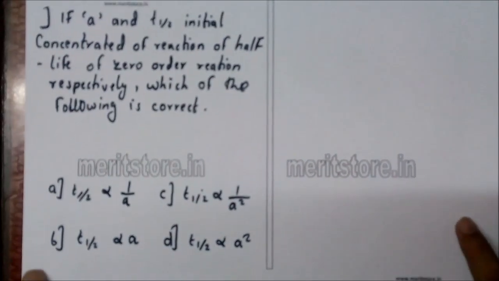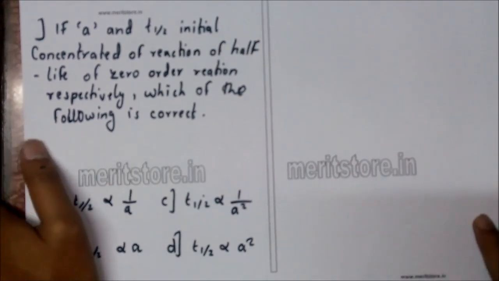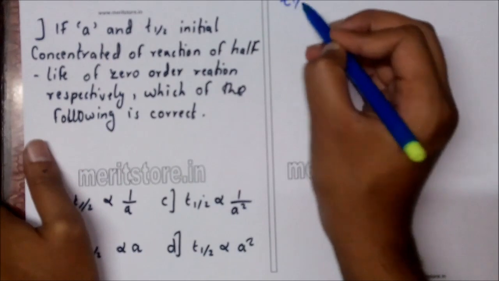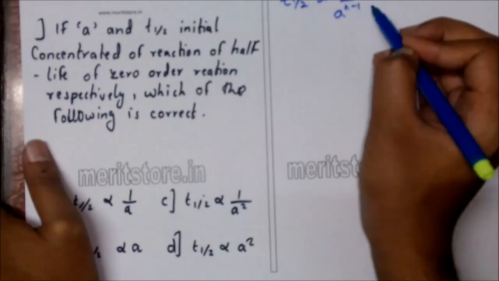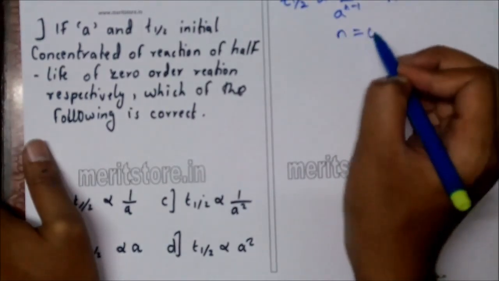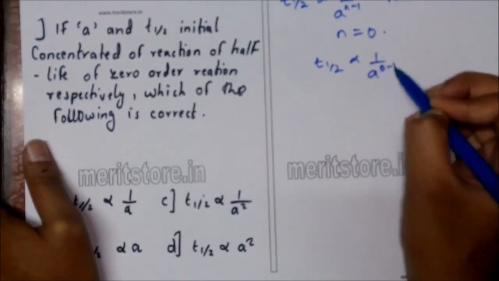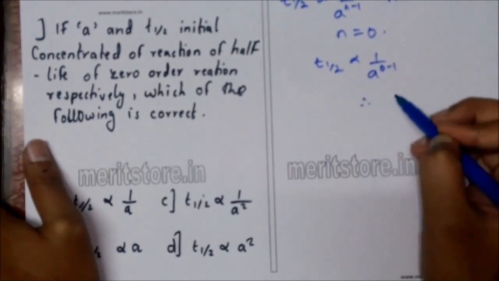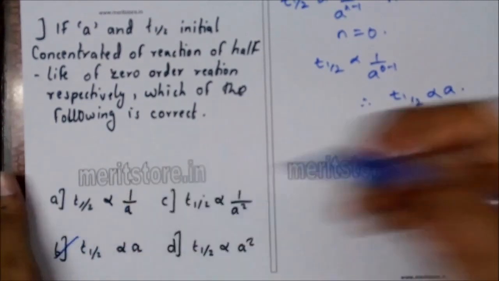If A and T half are the initial concentration of the reactant and the half-life of a zero order reaction respectively, which of the following is correct? The general expression of half-life is given as T half is inversely proportional to A raised to n minus 1, where n is the order. For zero order reaction, n is equal to 0. Therefore, T half is inversely proportional to A raised to 0 minus 1, therefore T half is directly proportional to A. So option B is the correct answer.